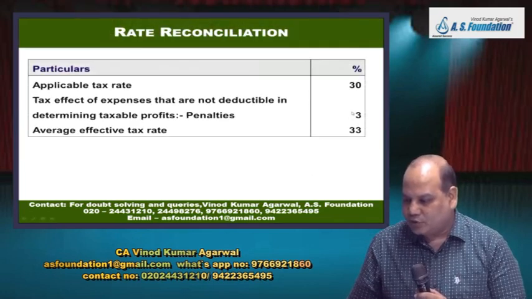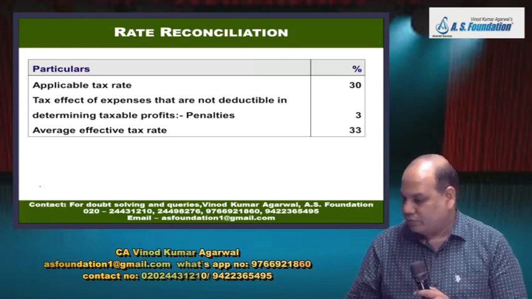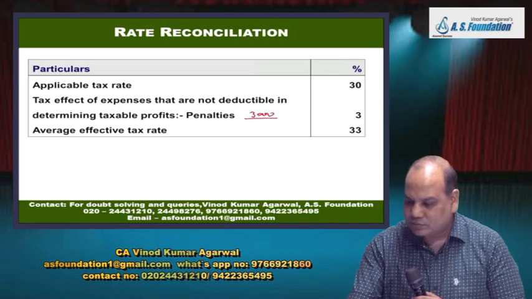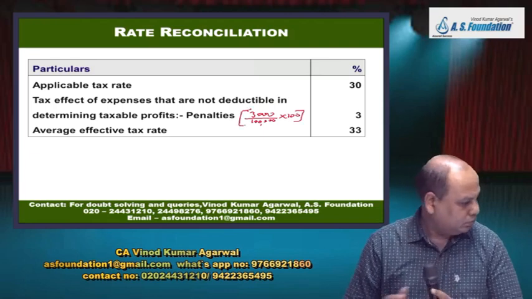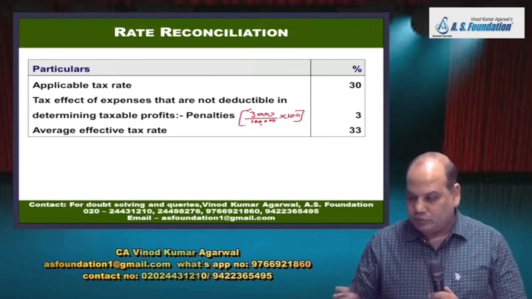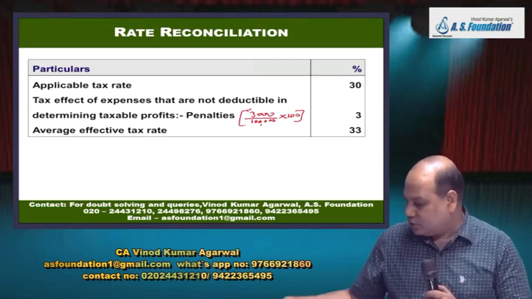So why is there a difference of 3% here? Because this penalty was not allowed. So because this penalty was not allowed, I had to pay 3,000 more in terms of percentage. I had to pay 3,000 upon 1 lakh into 100. That is 3% more.